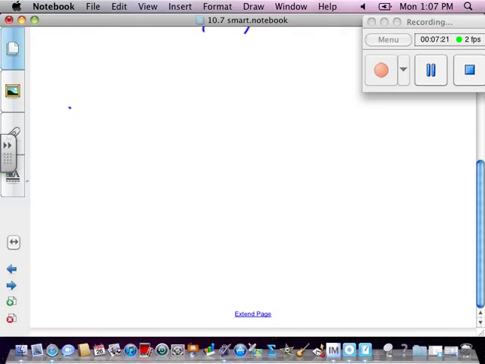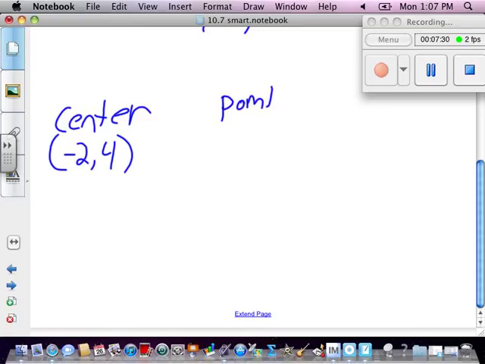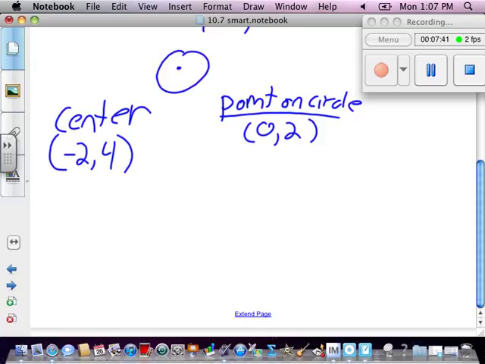Here is the center, -2, 4, and here is a point on the circle. So we have to find the slope. You've got to find the distance. Good. And how do you know that? Because if we have a circle with a center and we have a point, that would be the radius. Okay? So let's find the radius first.